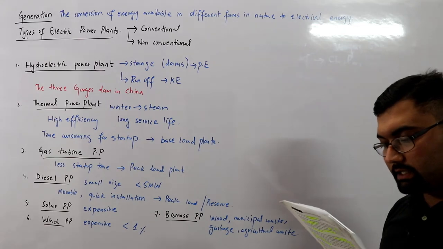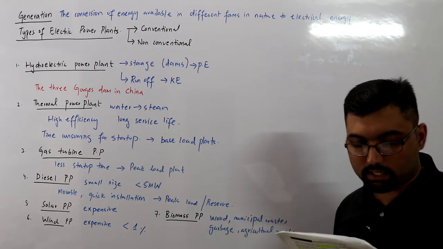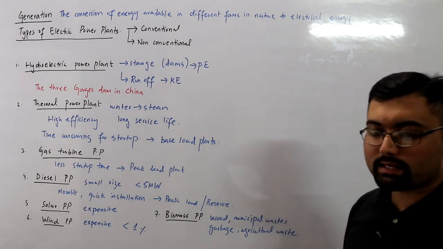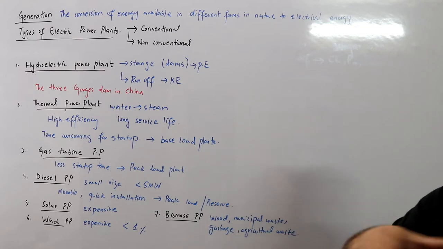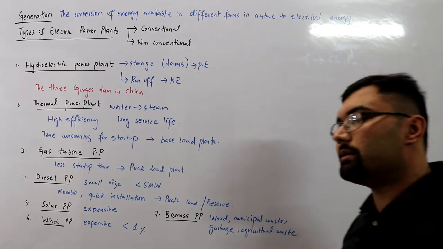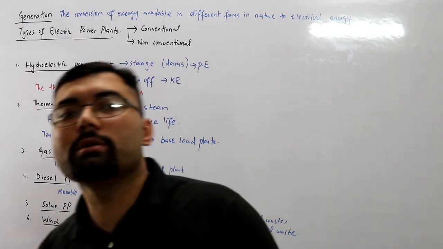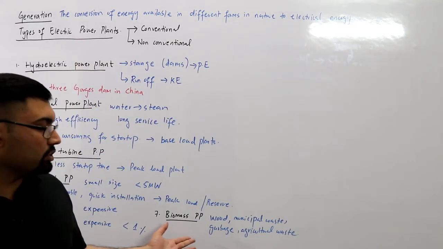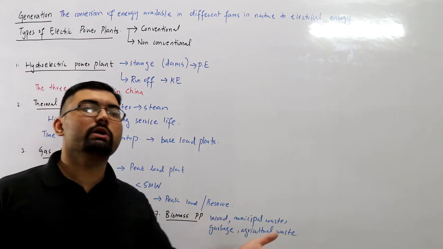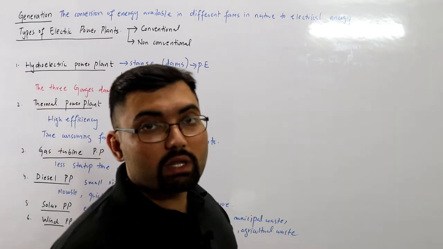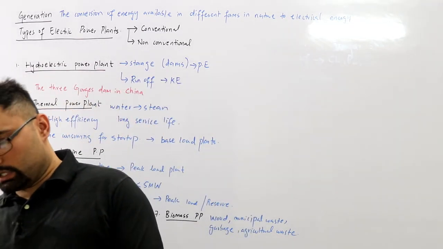This is an essential source in the rural areas mostly. And one thing that it could do is it could reduce the pollution. Why? Because these are the waste materials that we are utilizing. So it could have a positive effect by reducing the pollution.